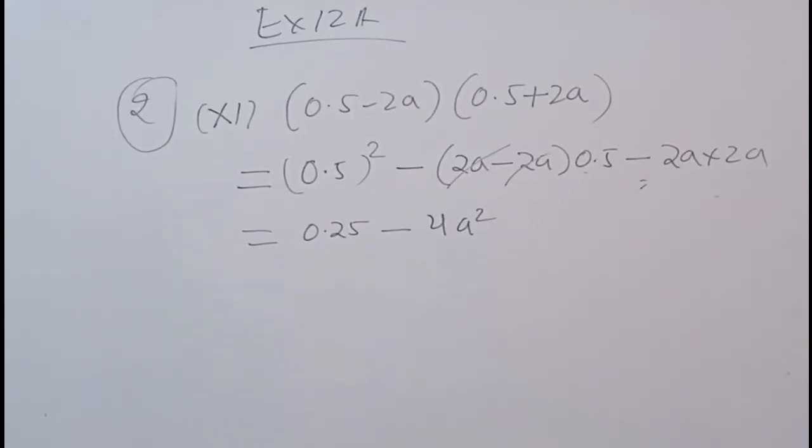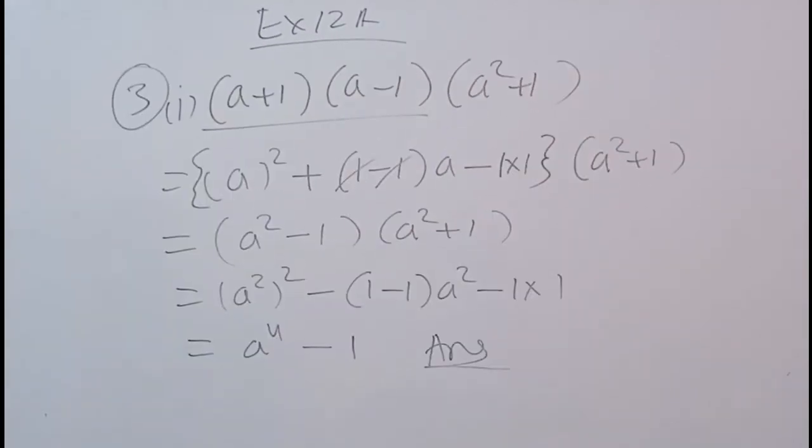Children, I am taking question number 2, 11th part, that is (0.5 − 2a)(0.5 + 2a). So use the special products. We will have (0.5)² − (2a)², and the middle terms, 0.5 multiplied by −2a and −2a multiplied by 0.5... minus 2a and plus 2a will cancel each other, giving 0 for these terms. Now (0.5)² is 0.25, and 2a into 2a gives 4a². So 0.25 − 4a² is the product of 0.5 − 2a and 0.5 + 2a. In that manner you will do question number 2, 11th part.